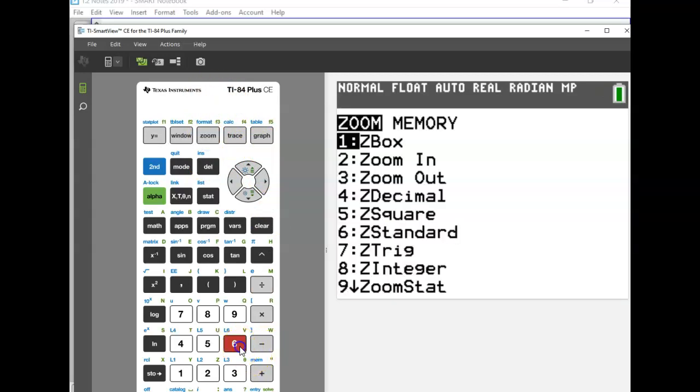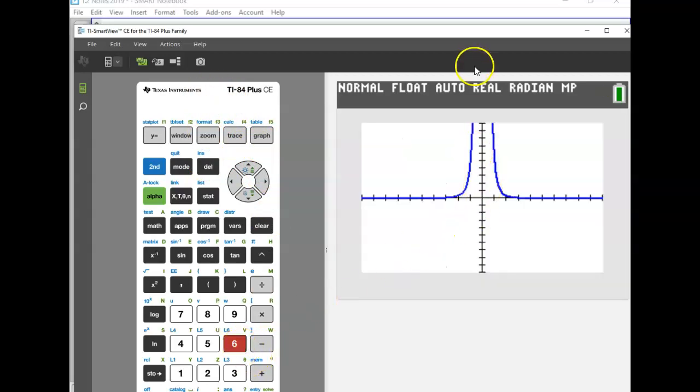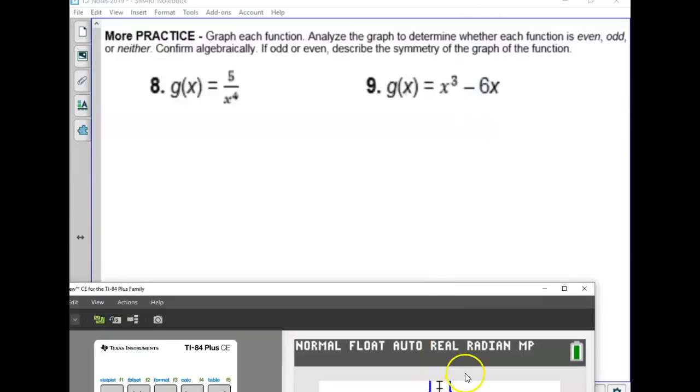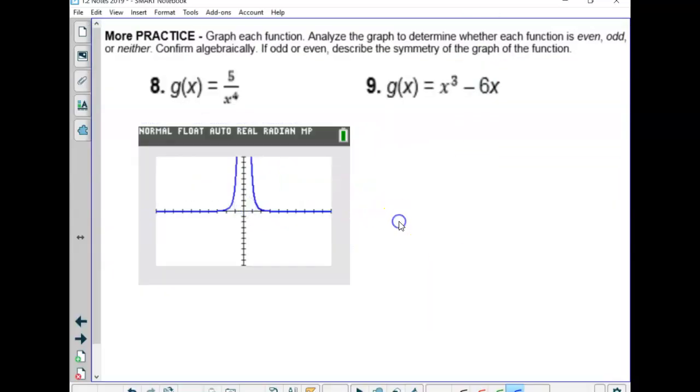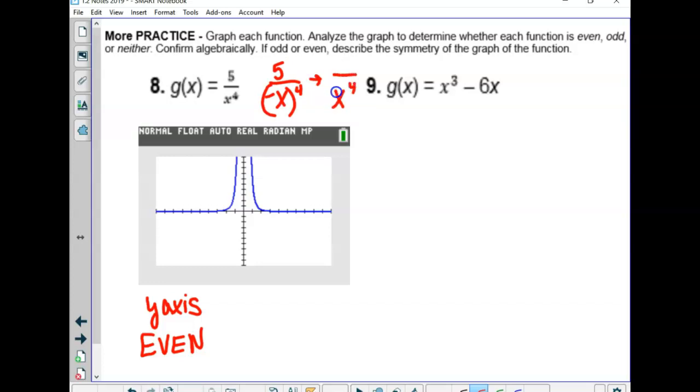If I go back to a Zoom standard. Okay. So, what do you think? Y-axis symmetry again, which makes it an even function. And the test would just be to put in negative x, and a negative 1 to the 4th becomes positive 1. So we're back where we started. Everybody okay with that one? Yes. Did you have a question? No. Okay. So number 9.